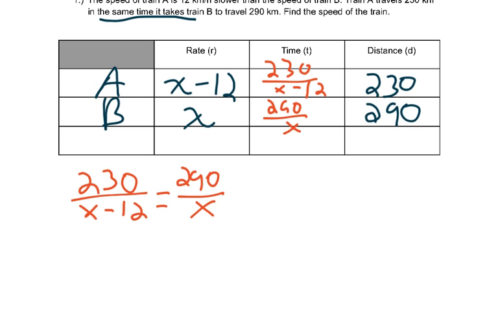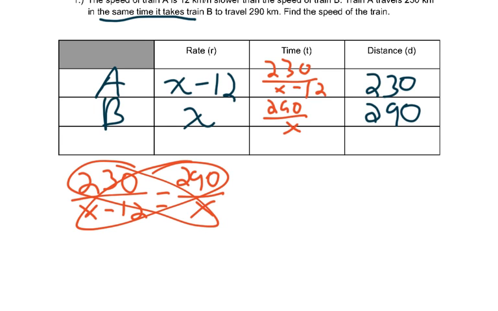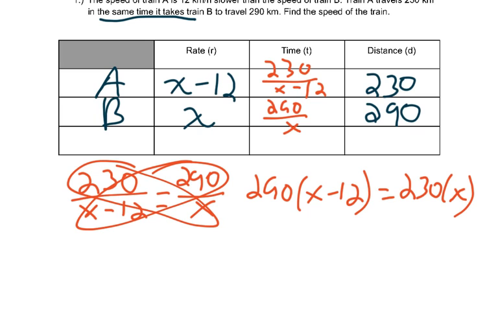And now we have a proportion to deal with here. And you may remember from your previous work with proportions, we could cross multiply and set the products equal. So 290 times x minus 12 equals 230 times x. So 290 times x minus 12, 290 times x is 290x, and then 290 times 12 is going to give us 3480.